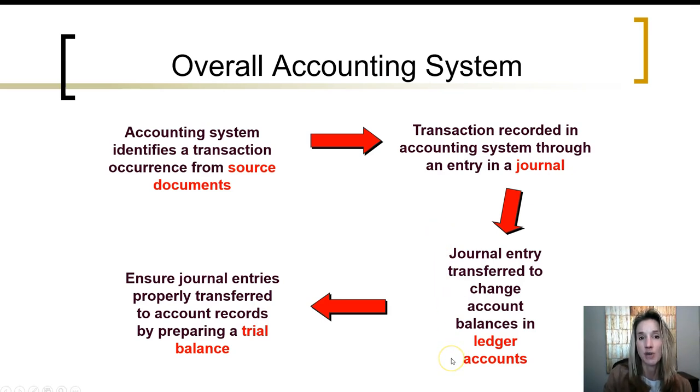Once the entry is in the general journal, we then transfer the journal entry and its impact on the different assets, liabilities, and equity accounts of the company into the general ledger. The general ledger is where we keep track of all the different types of assets, liabilities, and equity accounts that a company uses. And finally, to ensure that the journal entries were properly transferred to all the account records, we would prepare a trial balance. Think of a trial balance as a little worksheet, a spreadsheet, that ensures that all of our accounts are balanced.